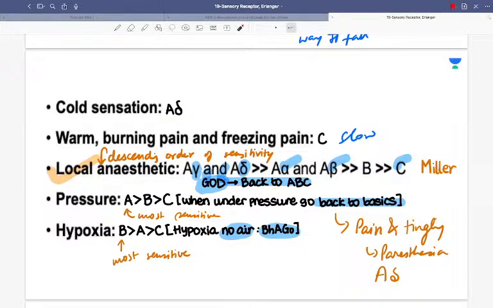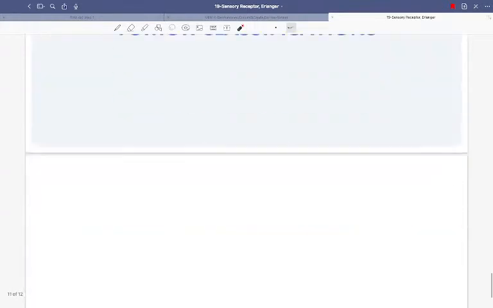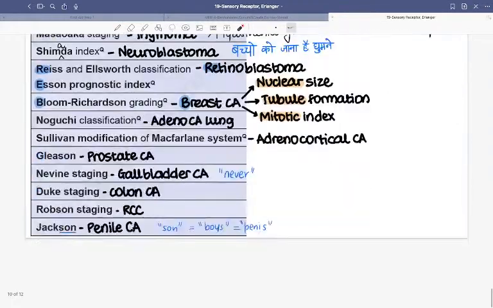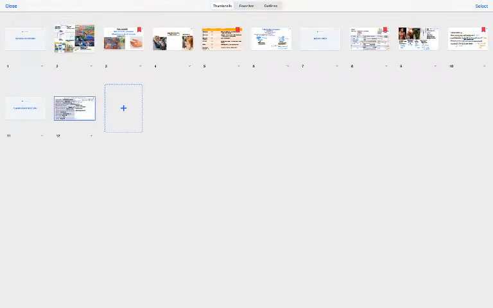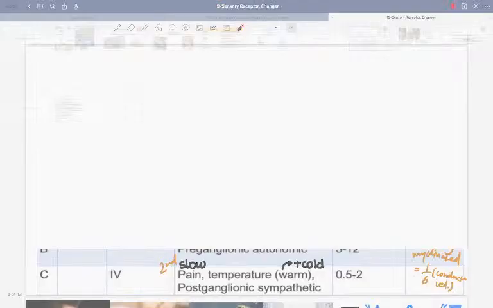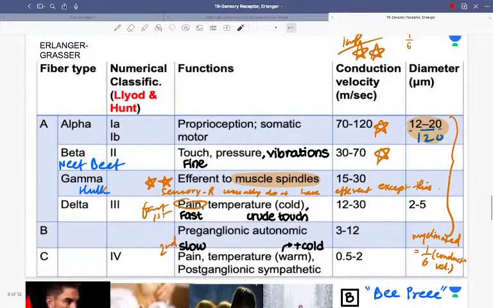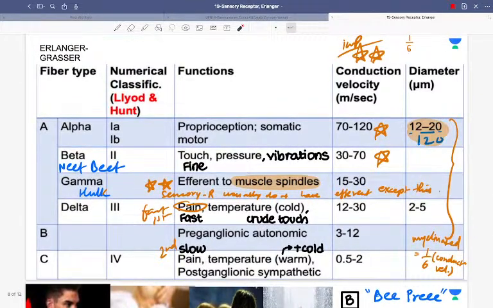Next is hypoxia, which is BAC. That was basically the mnemonic. I think this much is fine, this is done. Most important is that table. This table is very important, with the fibers and so on.